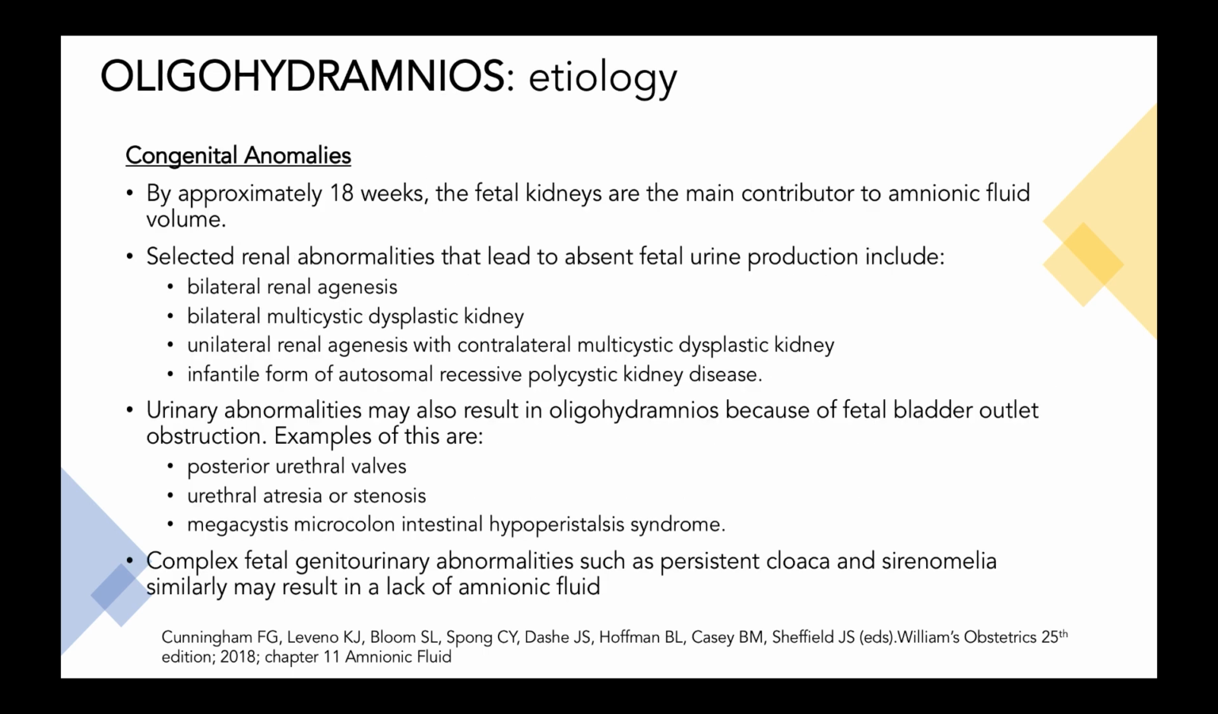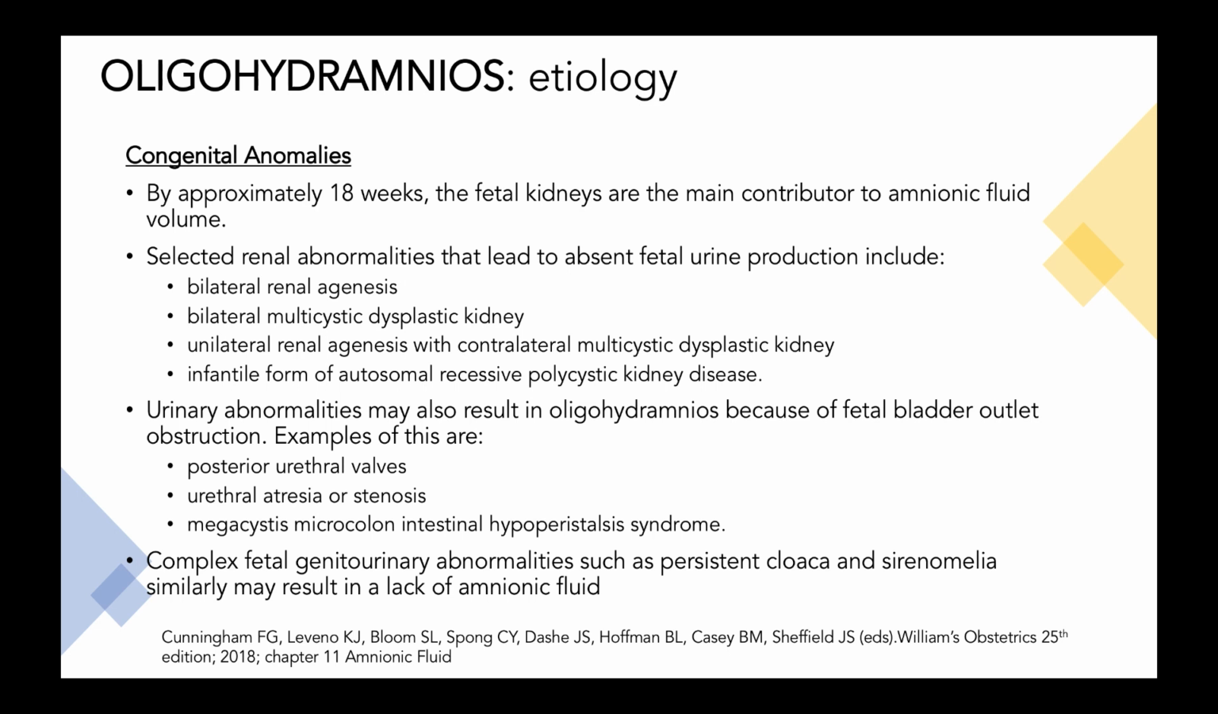Now, for congenital anomalies associated with oligohydramnios, by approximately 18 weeks the fetal kidneys are the main contributor to amniotic fluid volume. So, selected renal abnormalities that lead to absent fetal urine production include the following: bilateral renal agenesis, bilateral multicystic dysplastic kidneys, unilateral renal agenesis with contralateral multicystic dysplastic kidney, or an infantile form of autosomal recessive polycystic kidney disease.